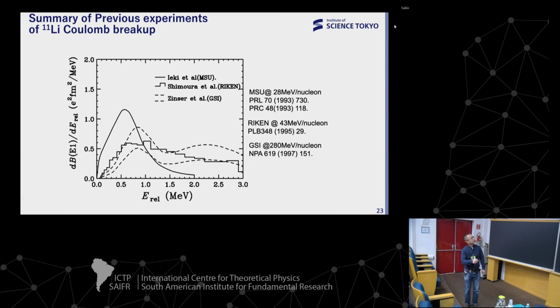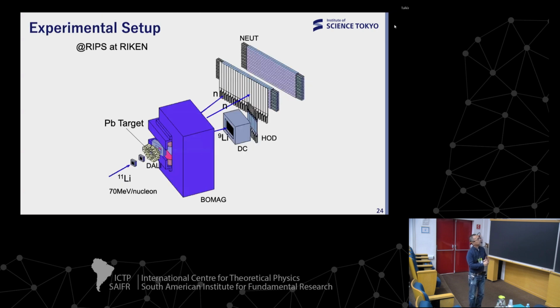And then the Zinza et al., GSI, dashed lines. So they have some kind of area where the experimental values are consistent. They say two bumps, which should be within these error bands. And then the RIKEN data is shown by this histogram. Maybe if you look at this, the RIKEN data is rather close to Zinza et al., GSI, but not quite. So anyway, we needed to measure again with higher statistics.